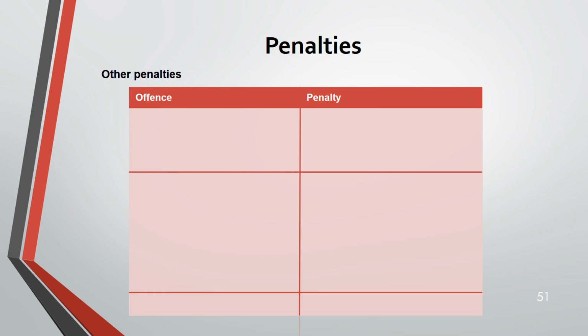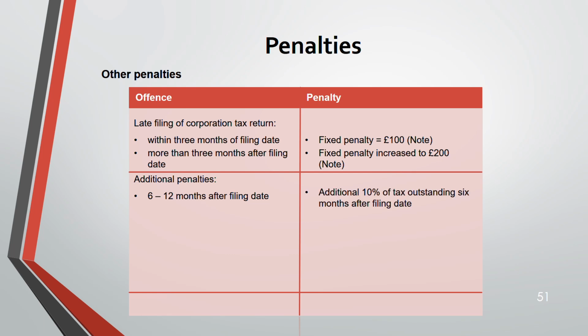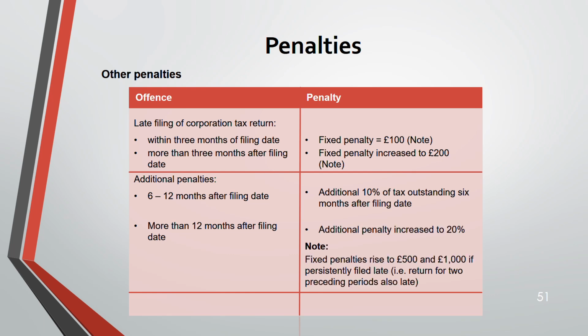So these are some other penalties. Now, late filing of the corporation tax return. If it's within 3 months, the fixed penalty is 100. If it's more than 3 months, the fixed penalty increases to 200. Additional penalties: if it's 6 to 12 months, an additional 10% of tax outstanding after the filing date. See, this additional is on top of the 100 and 200. If more than 12 months, the additional penalty increases to 20%. It keeps on adding to the previous ones.